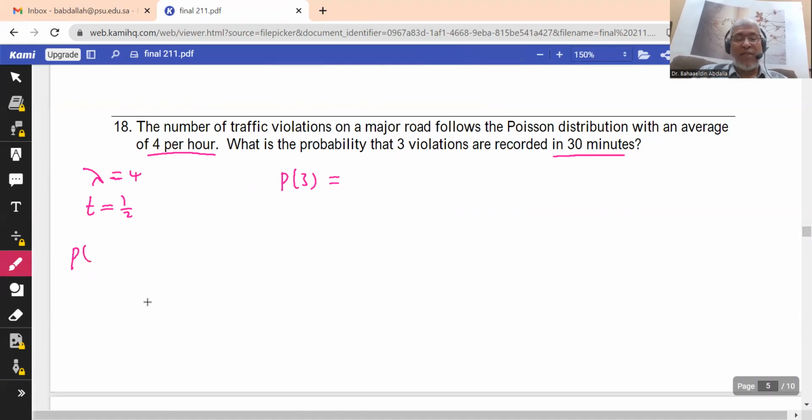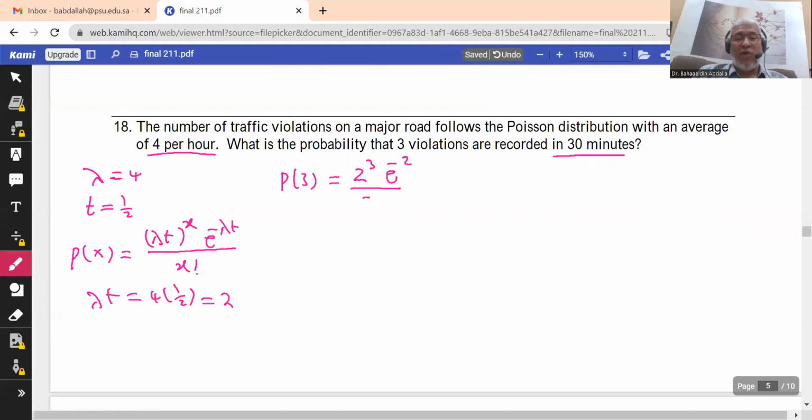Well, we have seen that the probability of X is lambda T to the power X times e to the power negative lambda T over X factorial. So probability of 3 would be lambda T here would be 4 times half, and that's 2. So we have 2 to the power X times e to the power negative lambda T, which is 2 over 3 factorial. And if you put this in the calculator, you will find that the answer is 0.18.